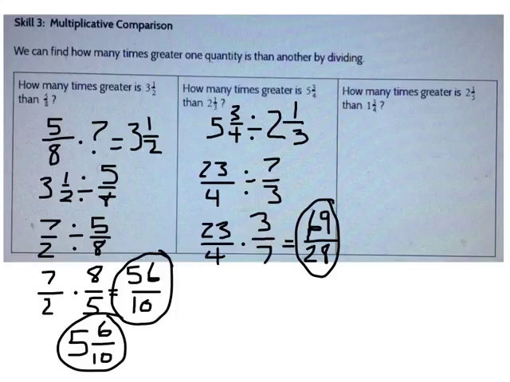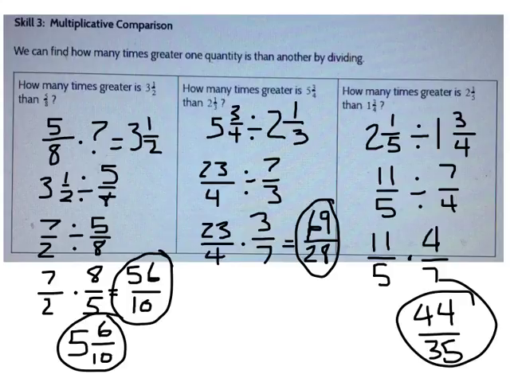Let's do another problem. How many times greater is 2 1/5 than 1 3/4? You can leave your answer as an improper fraction. The correct answer is 44/35. 2 1/5 is the same as 11/5, and 1 3/4 is the same as 7/4. I can multiply 11/5 times 4/7 to solve this. That would give me 44/35.